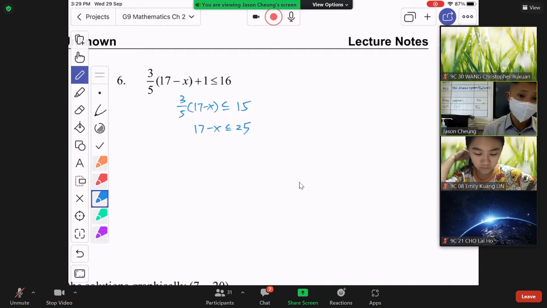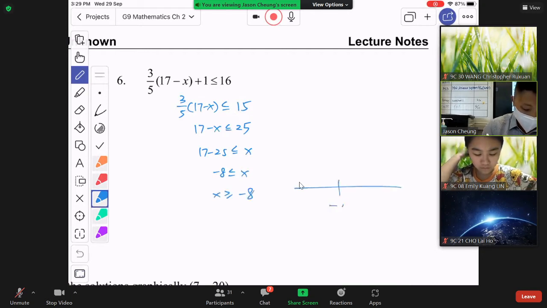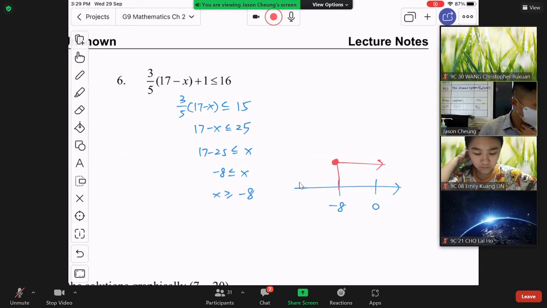Very easy this time. And then the x moves to the right, and the 25 moves to the left. Therefore, here is negative 8 is less than or equal to x. So x is greater than or equal to negative 8. Negative 8 is included. This one. All right. And then, any question? Next one.